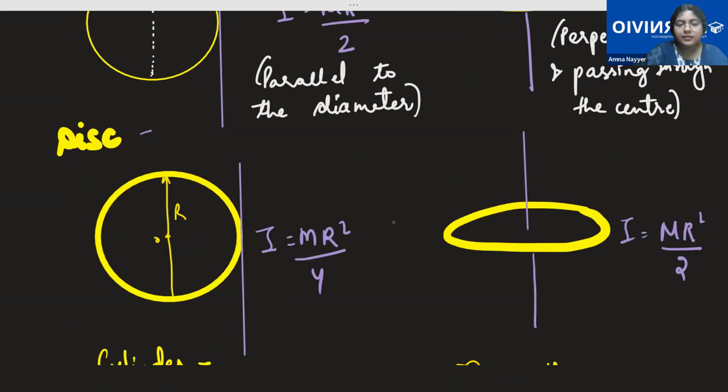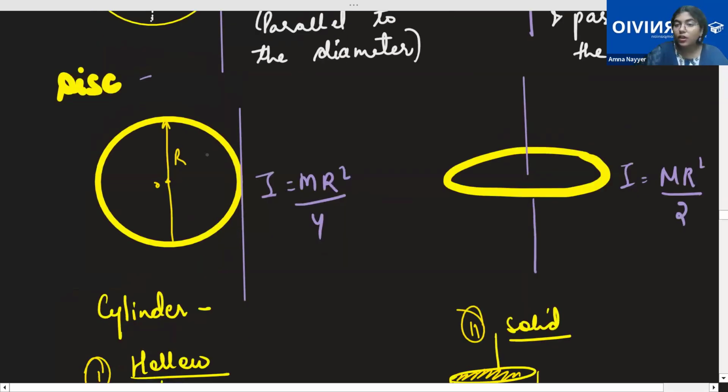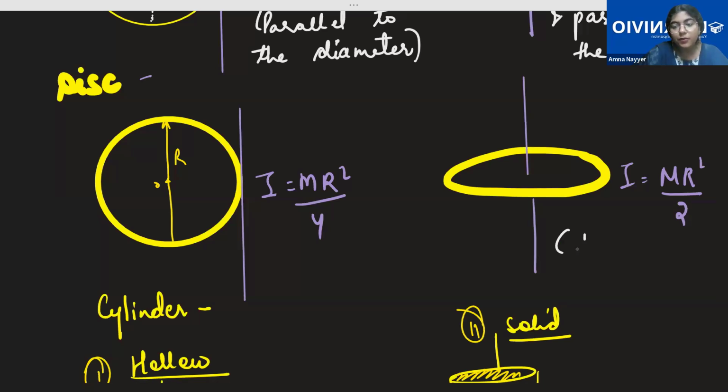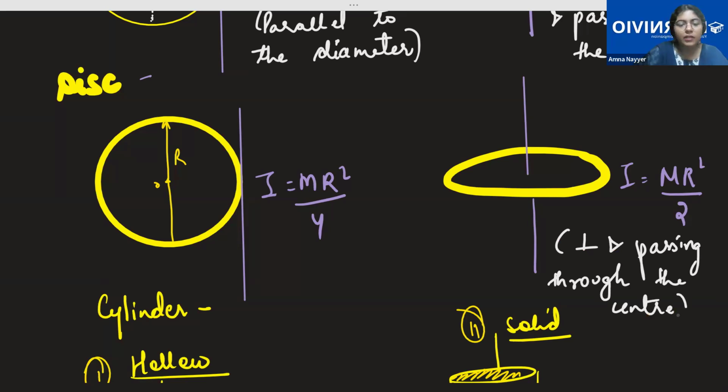Then for a disk, which is a solid object, mr square by 2 is for perpendicular and passing through the center. Parallel to the diameter, I is equal to mr square by 4. What's the difference between a circular ring and a disk?